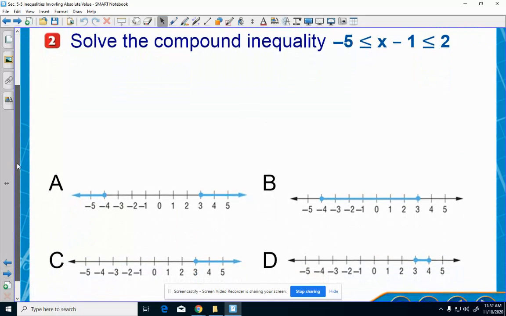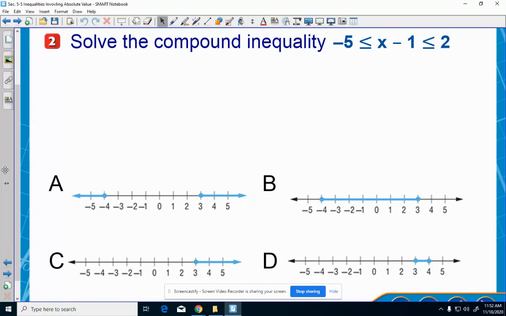Your answer should match one of those four. While you're looking at that, I'm going to give you your quizzes back. If we have time at the end, we can talk about your quiz, or you can set up a time to come see me, probably during advisory, if you want to do that, to take a look at your quiz. Okay, so you try that. Should match one of those four answers.